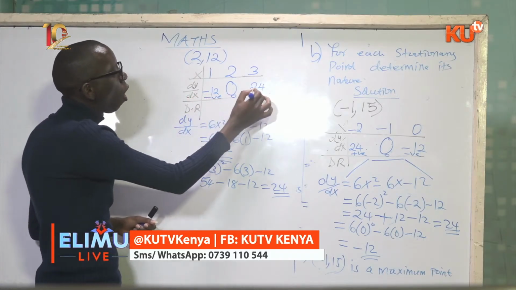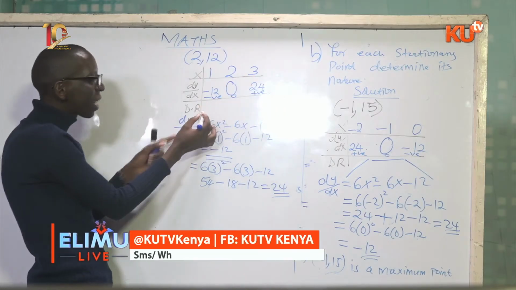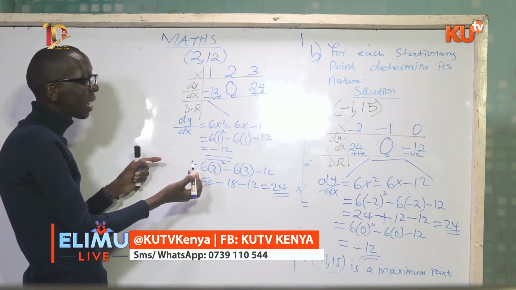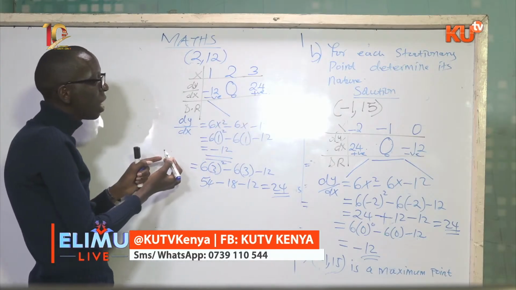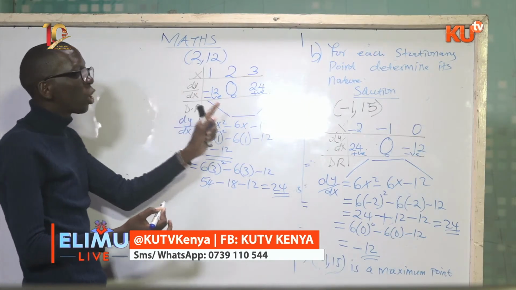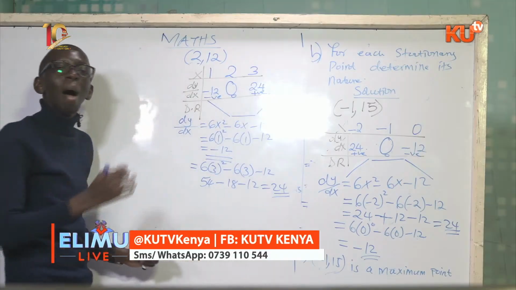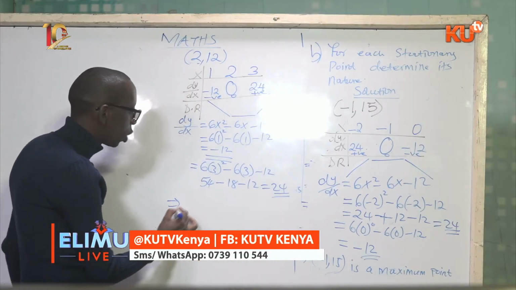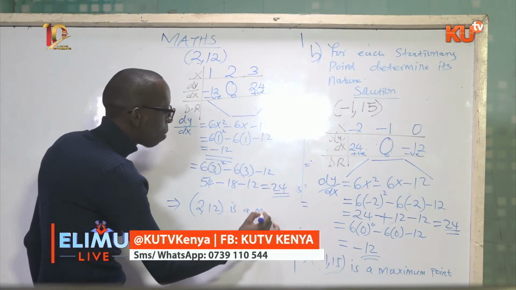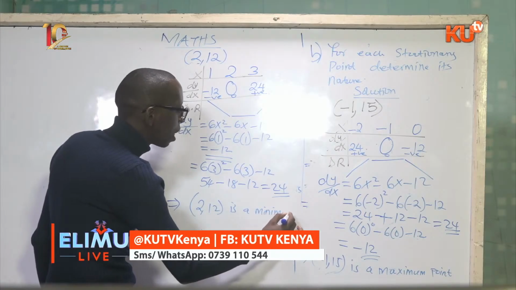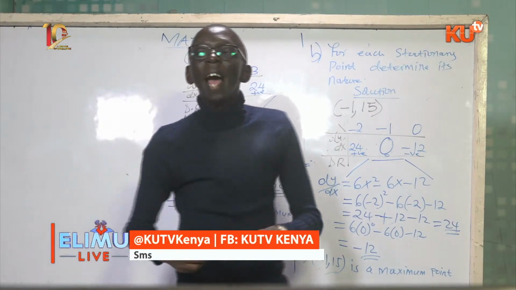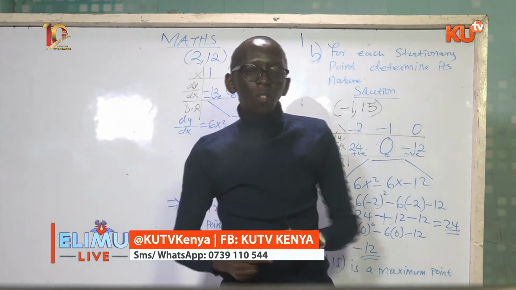What kind of a point are you going to get? Negative, 0, positive. If it's negative, 0, positive, it is written like this, a negative slope like that, the diagrammatic representation. We call it a minimum point. So we'll come and conclude and say 2, 12 is a minimum point. And that will be the answer for part B of the question.